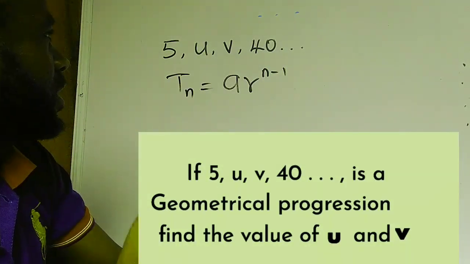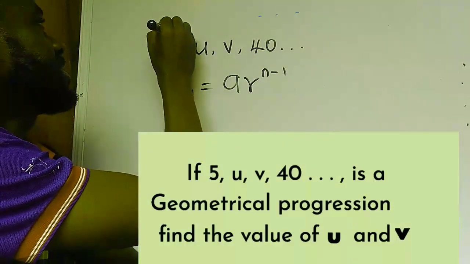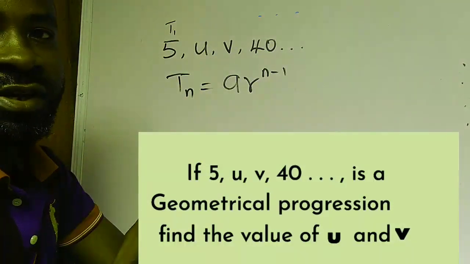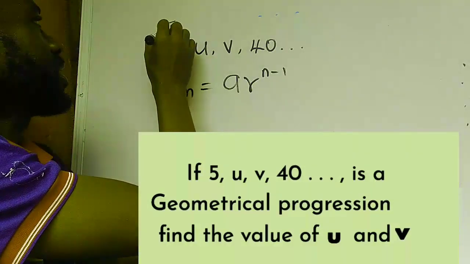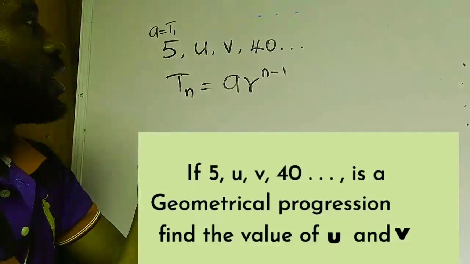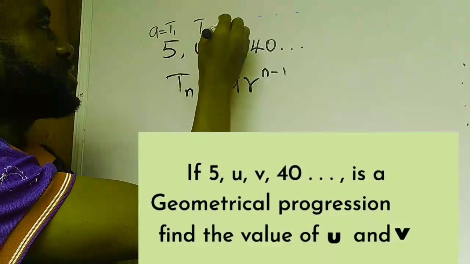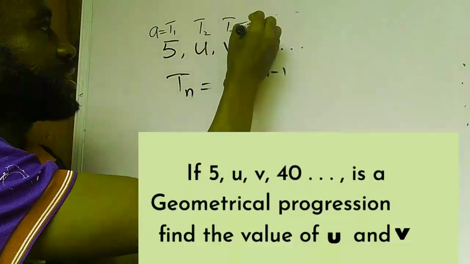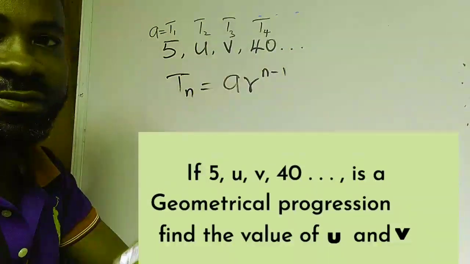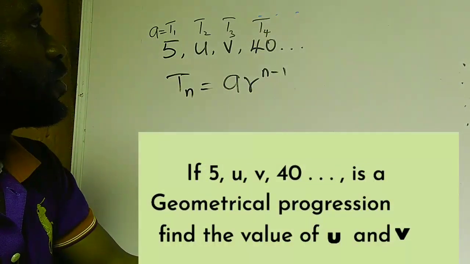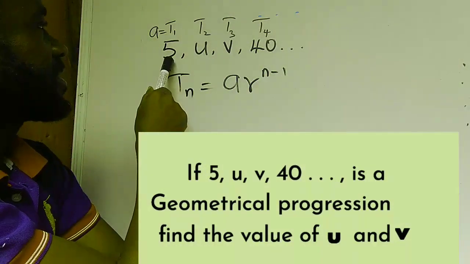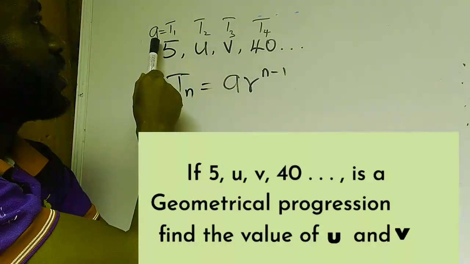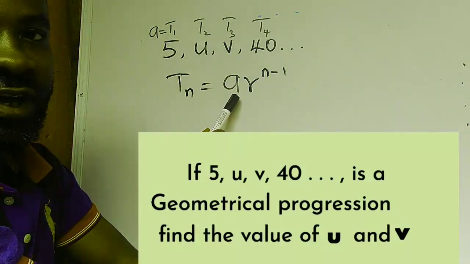Remember, we are having this first one. This is the first term, which is your T1. Sometimes this first term is also known as your A. And this is our second term, T2, this is our third term, T3, this is our fourth term, T4. So it continues like that. So our first term, which is T1 or A, that's this.